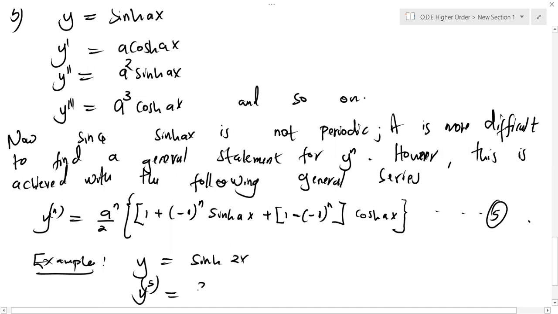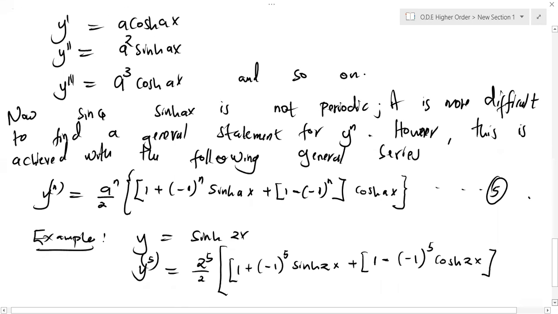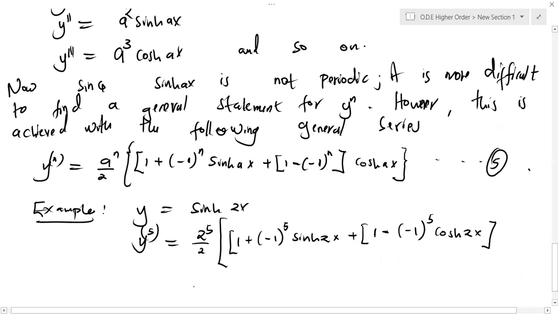So putting it back into the formula, we'll have 2 raised to power n. Our n is 5. All this divided by 2, all this into 1 plus minus 1 raised to the power n, and our n is 5. Then sine hyperbolic of ax, that is sine hyperbolic of 2x, plus 1 minus 1 raised to the power 5 cos hyperbolic now of 2x, which simplifies to 2 raised to power 5, that's 32.